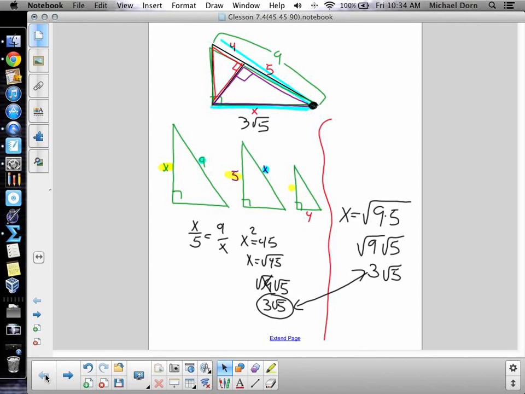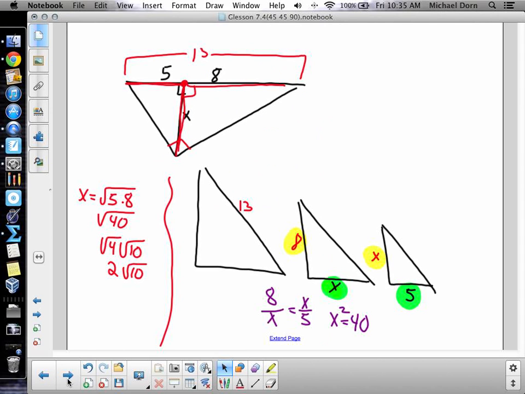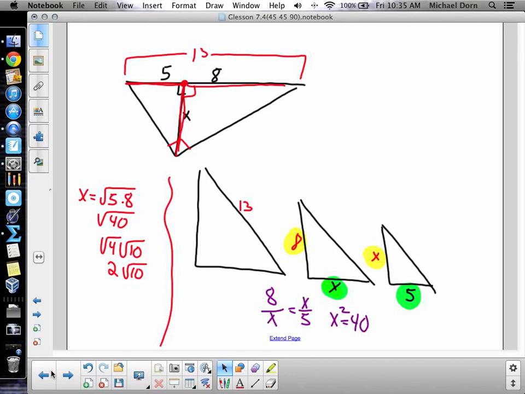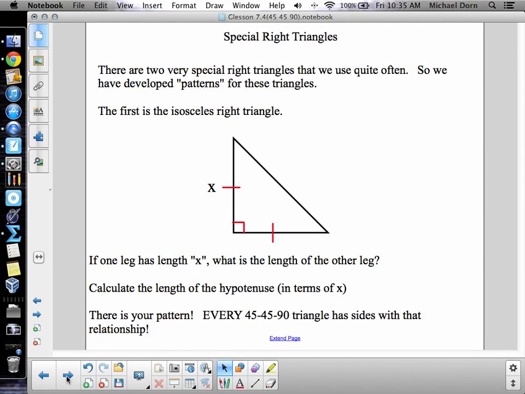Well, today we're going to switch gears a bit, and we're going to start talking about special right triangles. There are two special right triangles we're going to be dealing with. This is section 4 in the book, 7.4. We actually split it into two days. So we do one type today and the other type on Monday, and then we put it all together on Tuesday for a quiz on Wednesday. And the quiz on Wednesday is going to cover things like this and special right triangles.